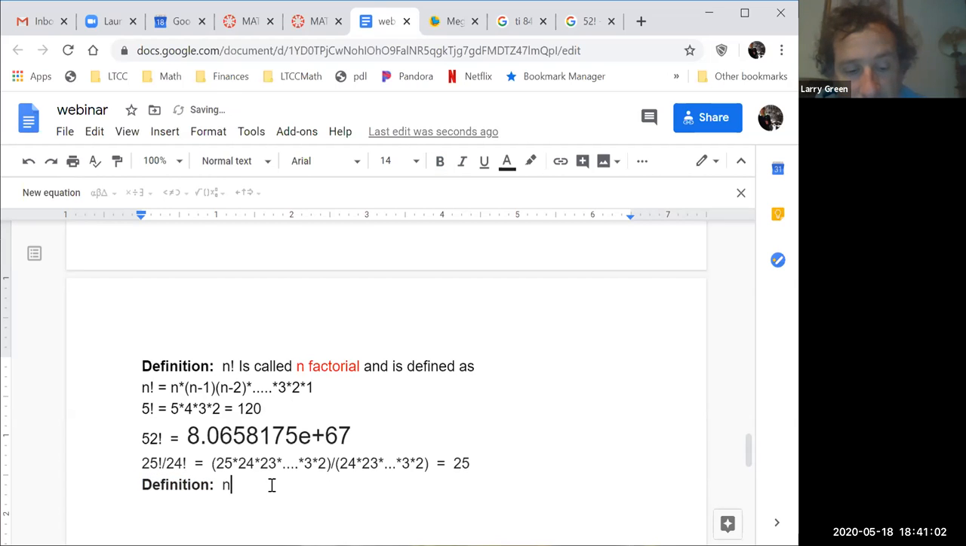And that is NCR. Sometimes we'll see it as NCK also. They use different letters. It represents the number of selections of different R items from N items when order does not matter.